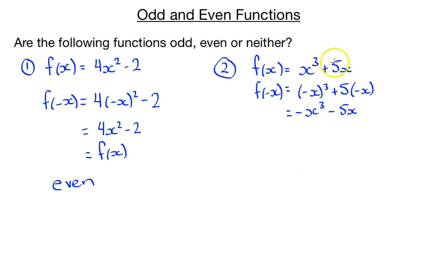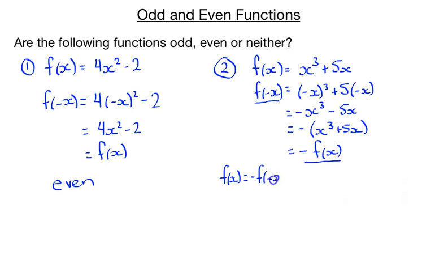So this is looking pretty similar to our original function, except that they've got these negatives here. So if we pull that negative out the front, we'd have x cubed plus 5x. So that means that we've got minus f of x. Because we've then got f of minus x is equal to minus f of x, that's the same thing as writing f of x is equal to minus f of minus x, if we just pulled that negative over the other side. So that means that this function is odd.